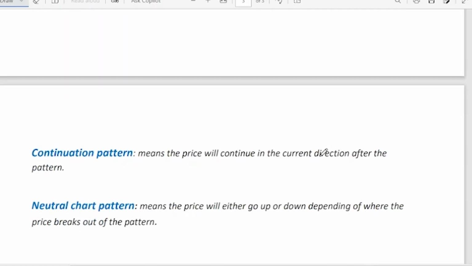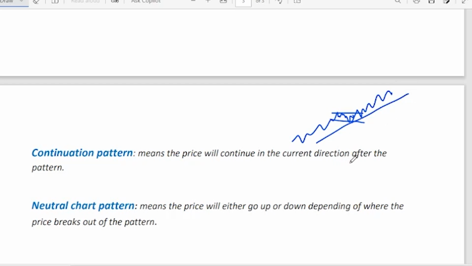So let's move on to the continuation. Remember, this is when we are in a direction, and we will continue in that same direction. The continuation chart pattern means the price will continue in the current direction after the pattern. The price is moving up, and when we see the chart pattern from this area, it means that the price will continue in the same direction, which is the uptrend.